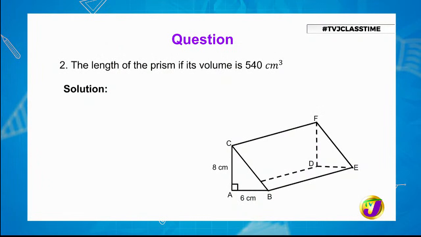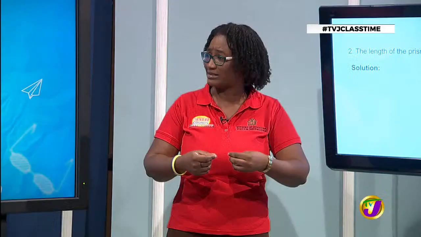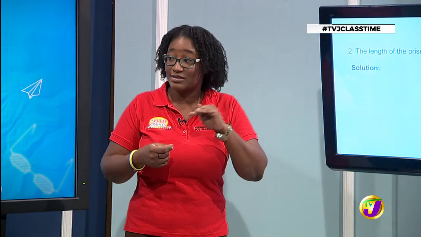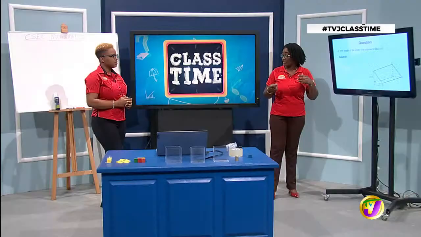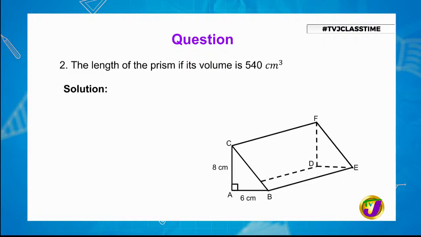If we remember correctly, as we did in our demonstration, we found that the volume is equal to the area of the cross-section multiplied by its perpendicular height or length. In this case, we have a length, so we can use that.